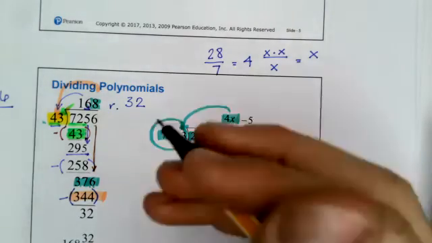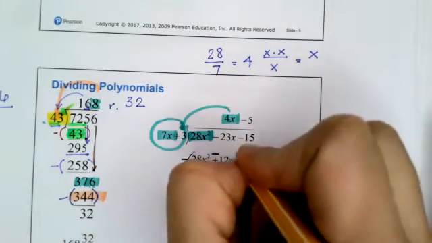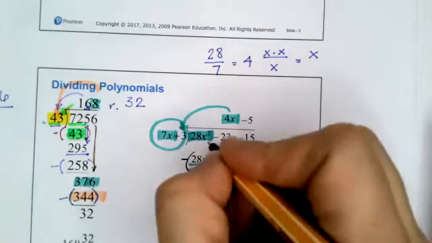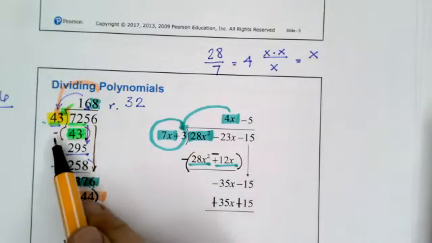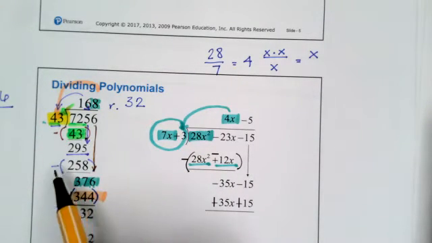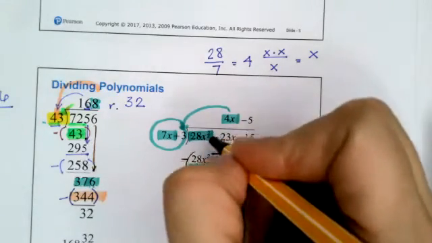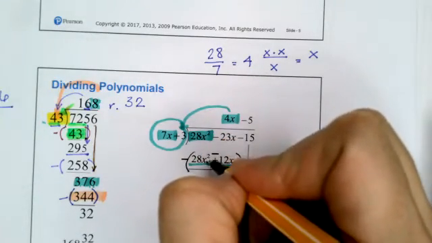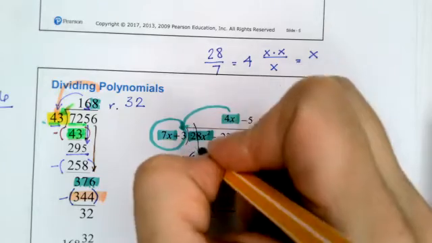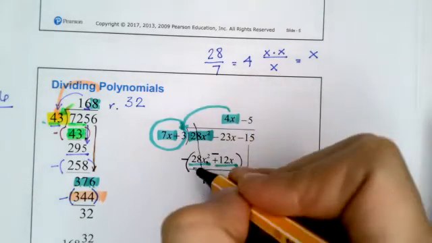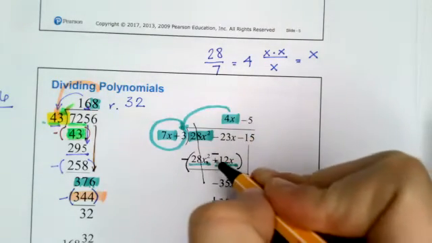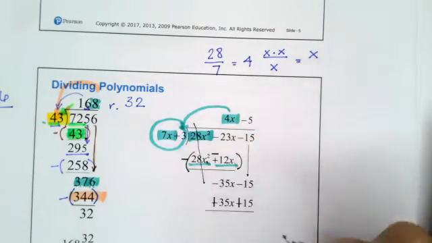These just mean that we're going to subtract both of them, right? We're subtracting, just like we subtracted the 43, we subtracted the 258, we subtracted the 344. So 28x squared minus 28x squared, they cancel out. Because we're subtracting them both, that plus 12x becomes a negative 12x, right?